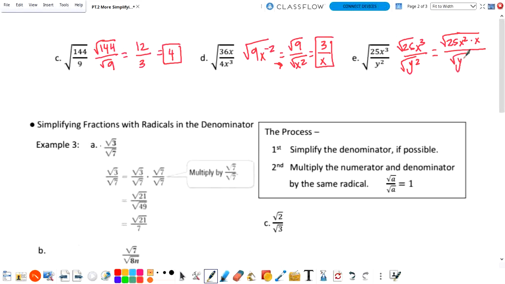And then we'll leave y squared on the bottom. Now we can simplify that perfect square. So we can pull out the perfect square of 25 and x squared. It's going to be 5x. That leaves us with x. And then the square root of y squared is y.